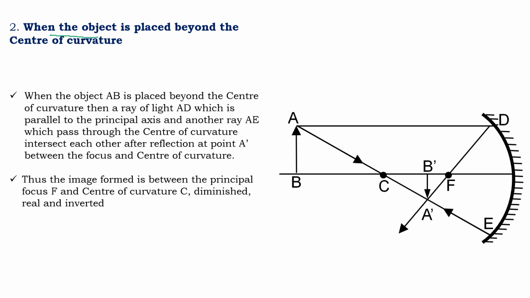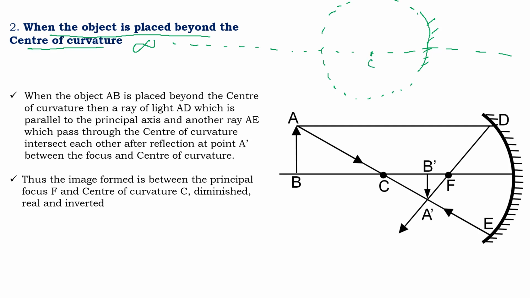Second case, when the object is placed beyond the center of curvature. If this is my concave mirror, this is the principal axis. For the first case, the object was placed at infinity. Then the center of the mirror was called the center of curvature, isn't it? This was the center of curvature, and this is the pole, the center of the part of the mirror which is considered, and exactly midway between them was our focus, isn't it? These things are already told.